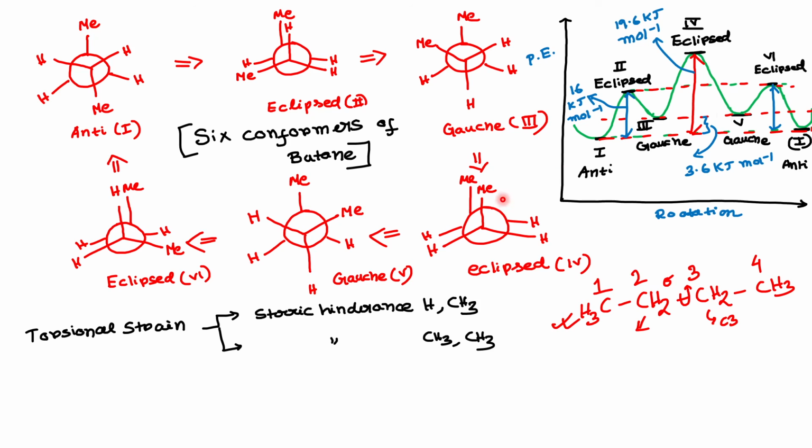Again, a 60-degree rotation will give this gauche conformer, and this gauche conformer will have the same energy as the third, gauche conformer. You can see these two have the same energy. Again, a 60-degree rotation will give you this eclipsed conformer, which has the same energy as the number 2 conformer. And again, if you give a 60-degree rotation, we will reach the anti conformer, which again has the lowest energy. So this is the full conformational analysis of the butane molecule due to the rotation around the C2-C3 sigma bond.